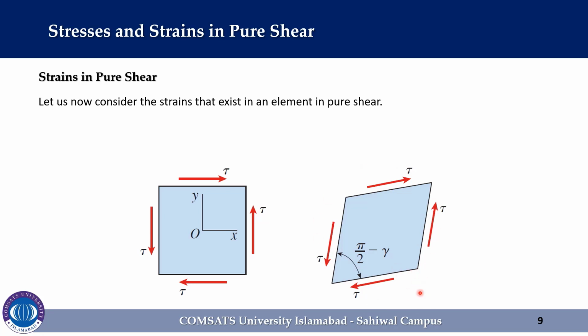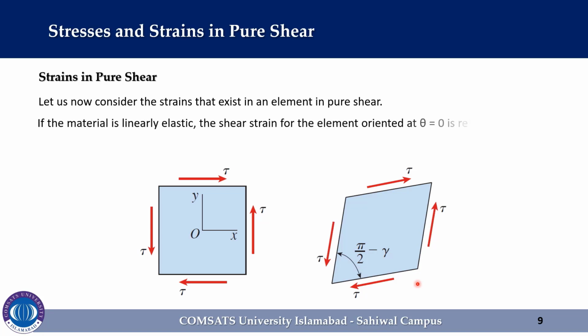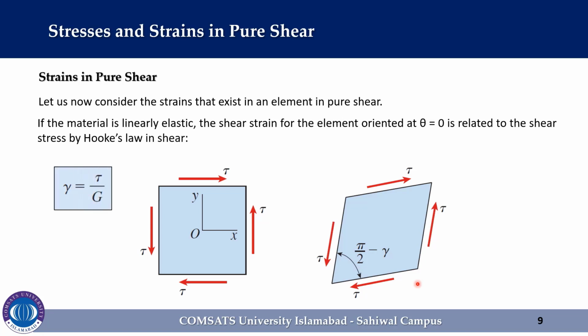If the material is linearly elastic, the shear strain for the element oriented at 0 degrees is related to the shear stress by Hooke's law. The equation can be expressed as shear strain gamma is equal to tau over G. Here in this equation, tau is the shear stress and G symbolizes the shear modulus of elasticity.